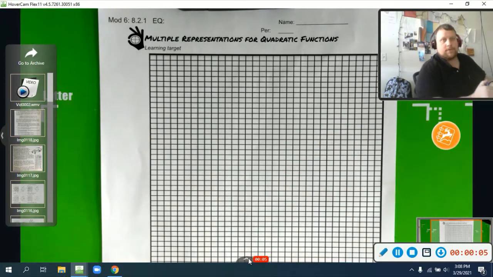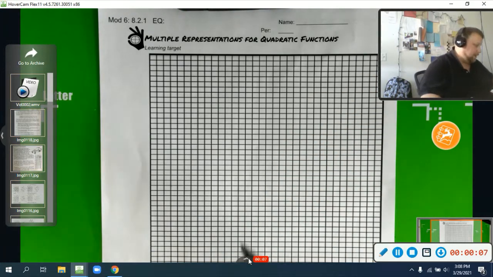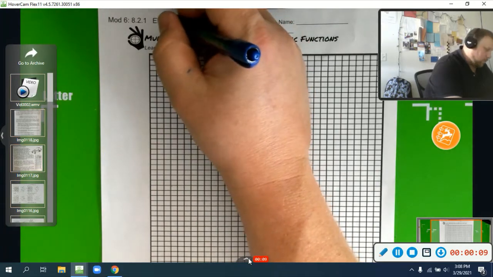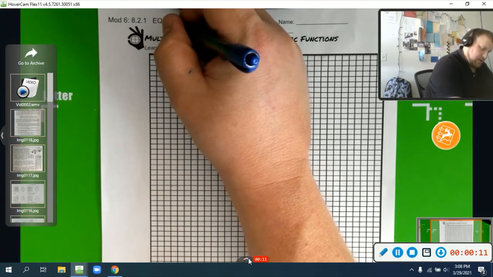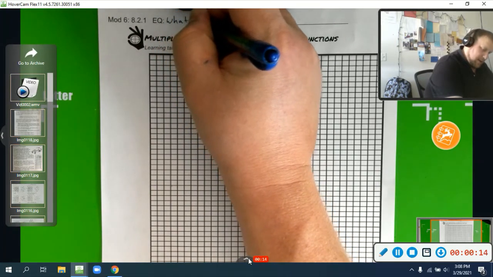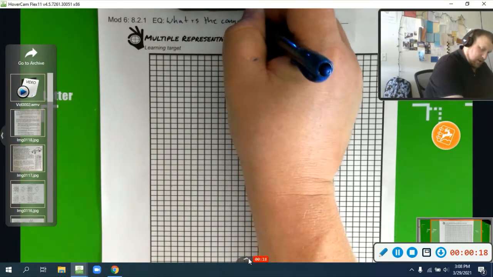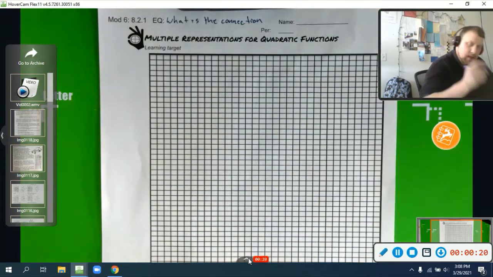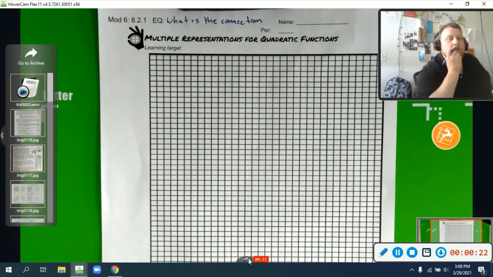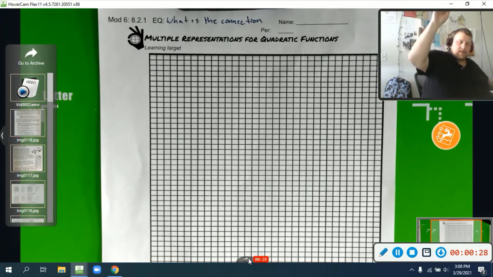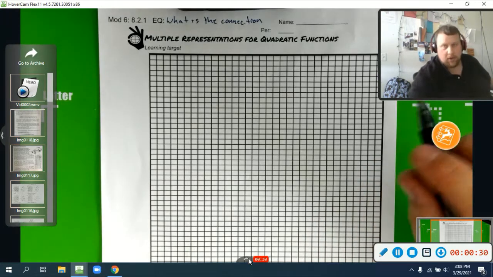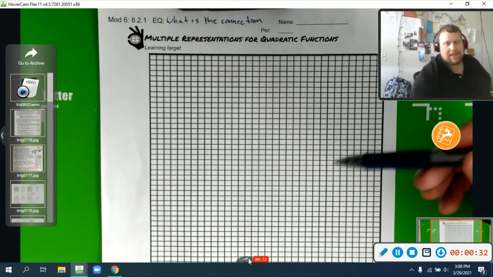All right. So today's EQ is: what is the connection? We're going to look at how to solve and graph quadratic equations with multiple different representations. And it all stems from, if you look right above this lesson, a different section that I normally don't have there. It's the word problem that I'm getting this all from.